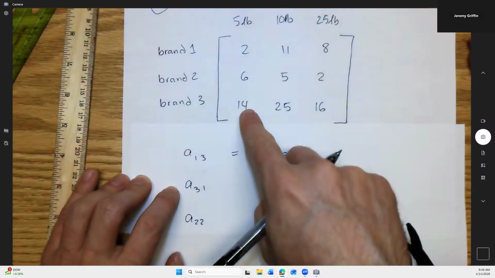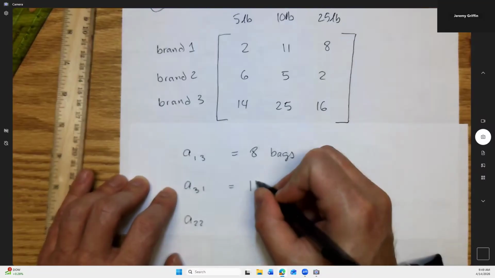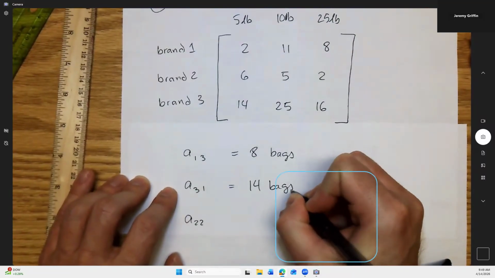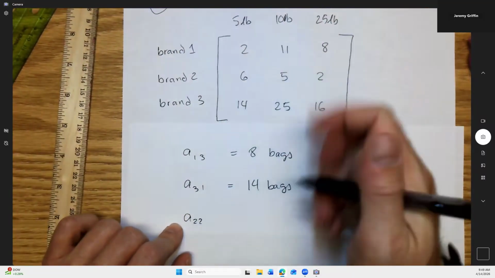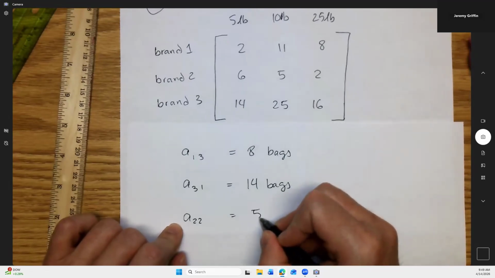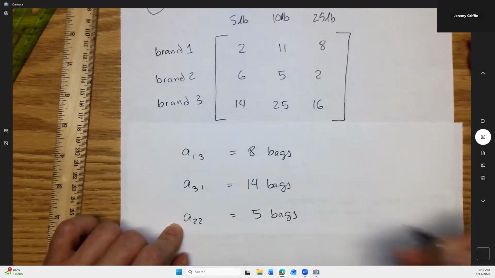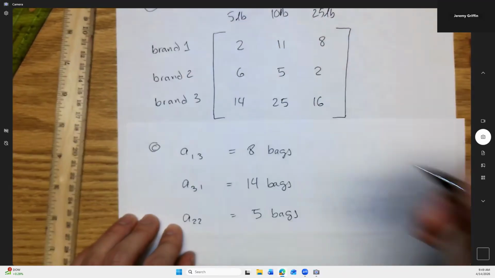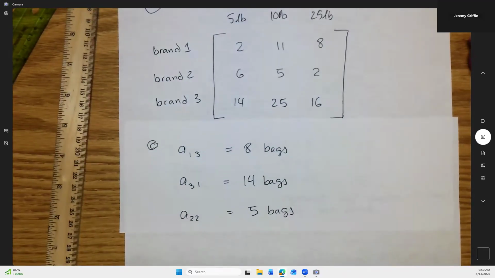3-1 is third row, first column. That's 14 bags. And then 2-2, guys, what do you think this is right here? 5. Yeah, 5. Okay, that was question C. You guys are right with that.